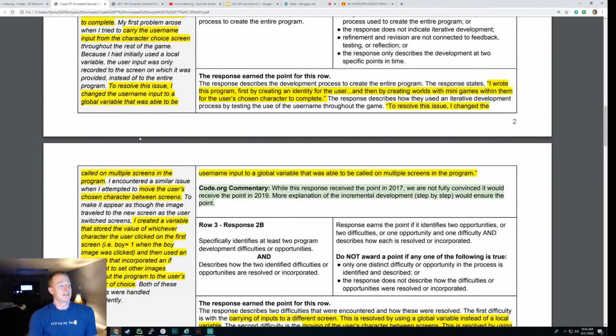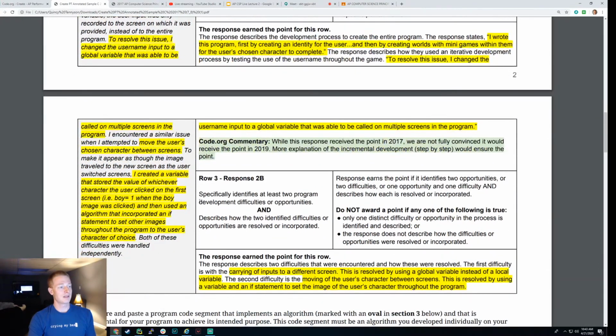Okay. So let's talk about where they identify at least 2 program development difficulties or opportunities, and then describe how they resolved or incorporated the difficulties or opportunities respectively. Again, this is row 3. They state that the response describes 2 difficulties that were encountered and how these were resolved. The first difficulty is carrying of inputs to a different screen. It's resolved using a global variable instead of a local variable. The second difficulty is moving of the user's character between screens, resolved by using a variable and an if statement to set the image of the user's character throughout the program.